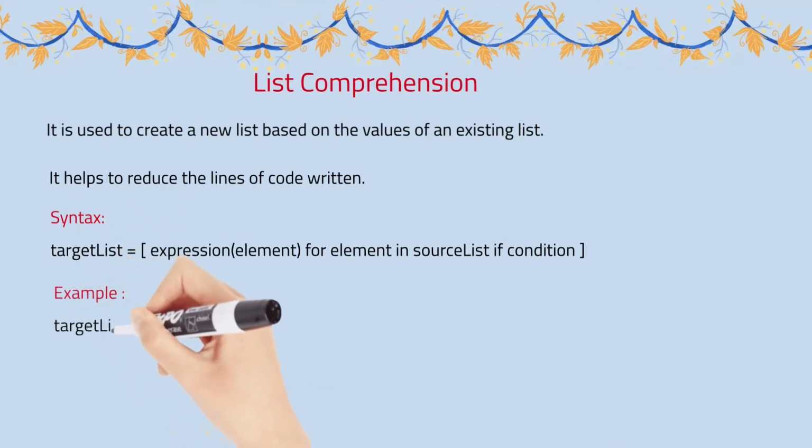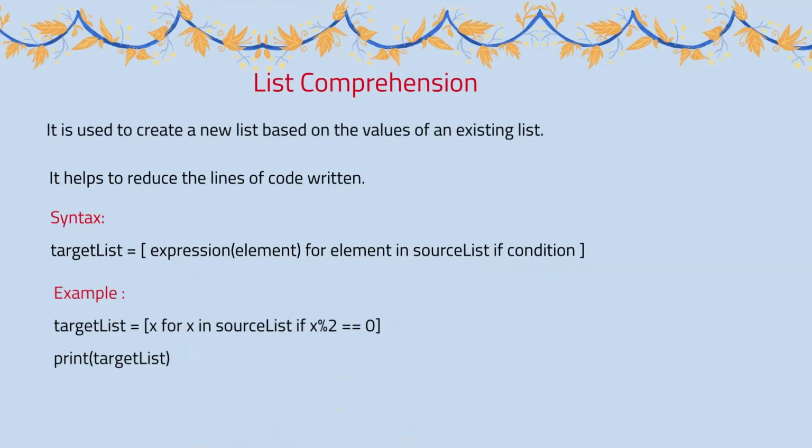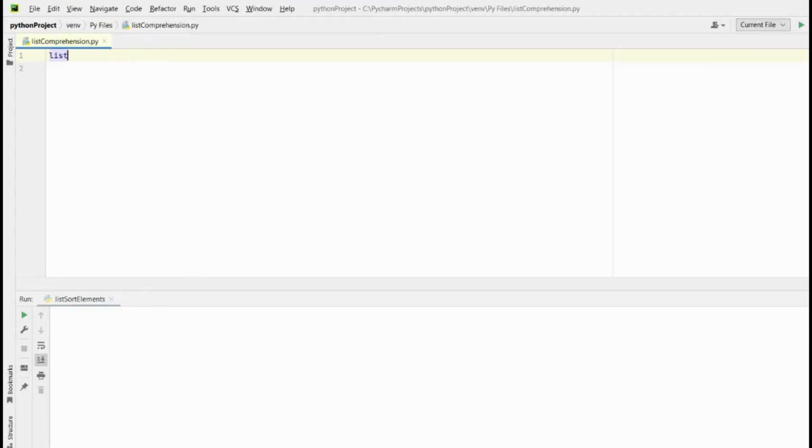For example, the target list will store only those values from the source list which are completely divisible by 2. The same thing, if we had written using a normal way, would be 4 to 5 lines of code. Let's test the list comprehension using a program.